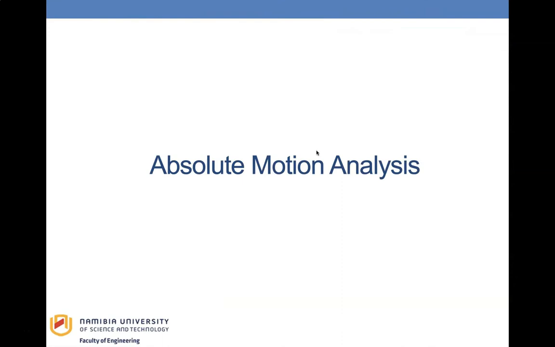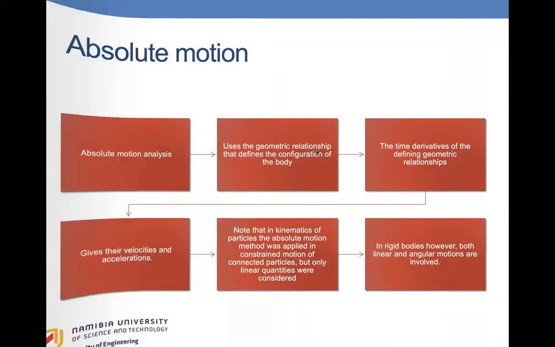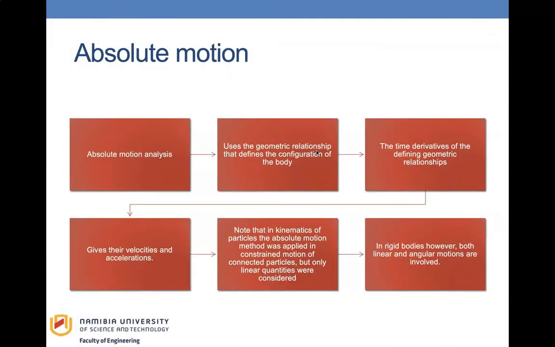Let's start with absolute motion analysis. And this is purely descriptive, and then the example will show you how this is applied. So first, in absolute motion analysis, we have to use the geometrical relationship of the configuration of the body. And then once we're able to get the geometrical relationship in terms of distances and displacement, then we take the time derivative of the defining geometrical relationships. This will lead us to getting our velocities and acceleration.